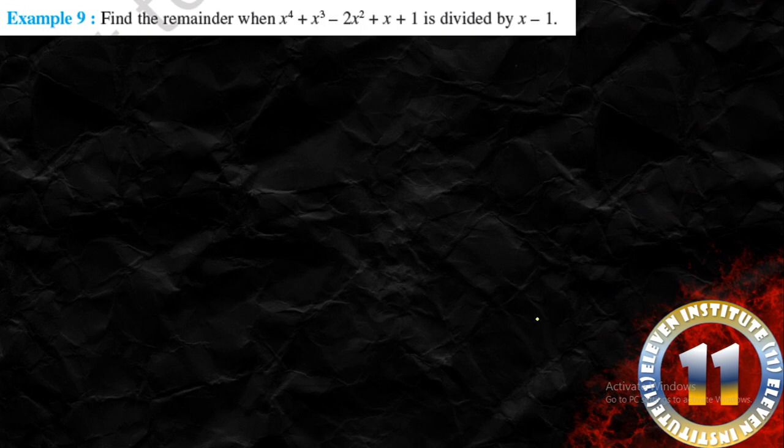So let us read the question first. Find the remainder when x raised to 4 plus x cube minus 2x square plus x plus 1 is divided by x minus 1. So we do not have to perform the actual division. We have to just find the remainder. We very well know that in order to find the remainder, we need not perform the entire division. So let us write the solution over here.